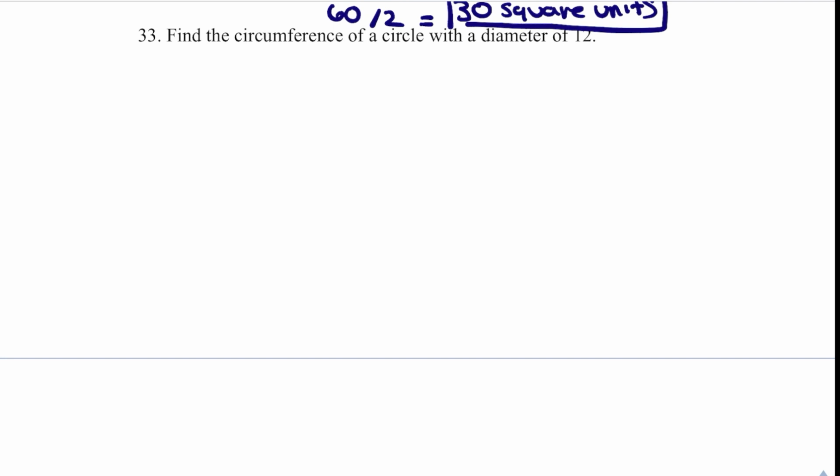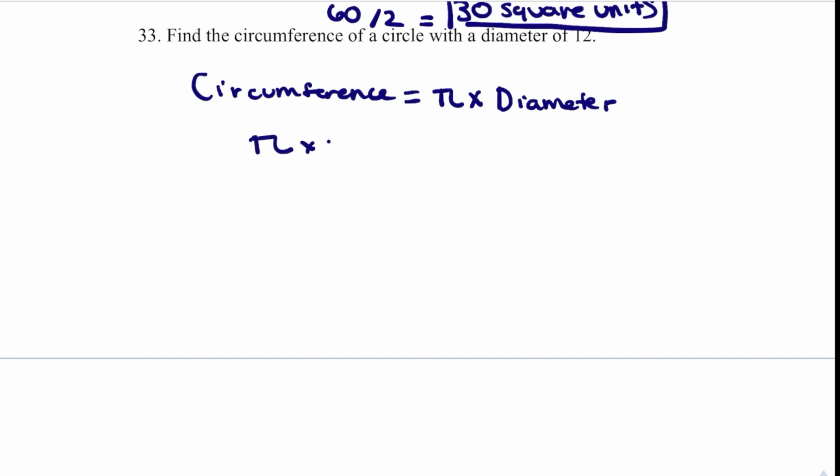33. Find the circumference of a circle with the diameter of 12. So remember we talked about the radius versus diameter. So we need to, again, know the equation for this. So circumference equals pi times diameter. So we just plug this in. So we have pi times 12, and we're just going to plug that into our calculator. We'll get 37.68 units.